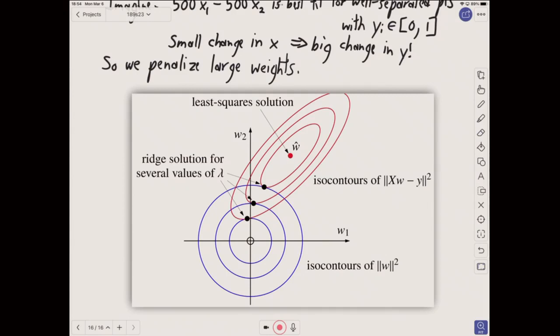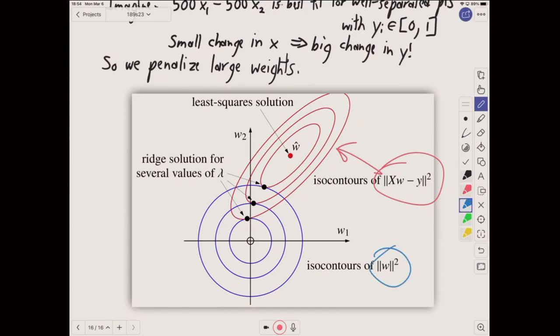What I've done here is I've drawn 2 different sets of isocontours, one for each of the 2 terms in the cost function. So remember, the cost function itself is this, the standard least squared cost function, plus lambda times this. So let's look at the isocontours of the first term and the isocontours of the second term separately. The isocontours of the first term are in red here. So that's them. The isocontours of the second term are in blue there.